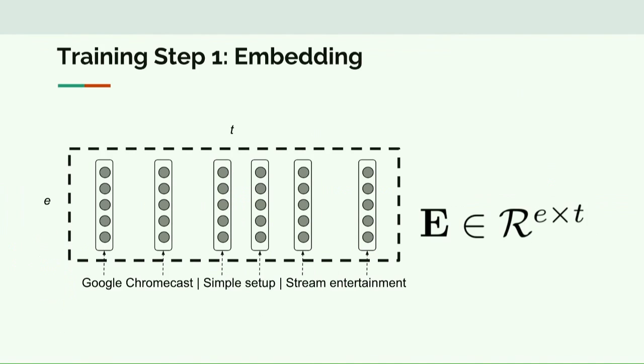Now, let's get into the details. The first step is the embedding step, the one on the lower left. Suppose your phrases are Google Chromecast, simple setup, streaming environment. What we do over here is the standard technique of encoding in neural networks. You take a high dimensional word space with one hot encoding, and then you do a transformation to put it into a dense real vector, because neural networks internally handle dense real vectors, right?